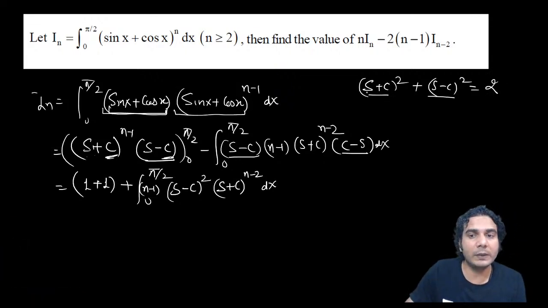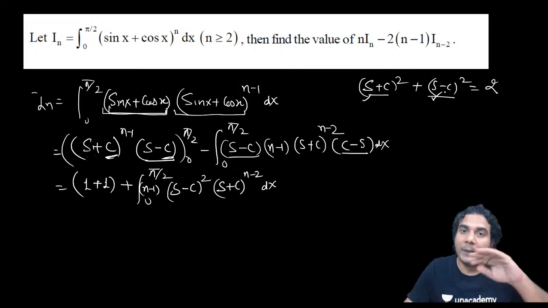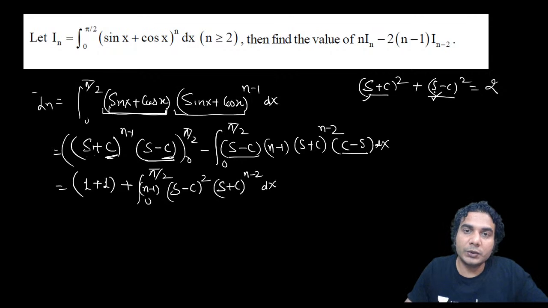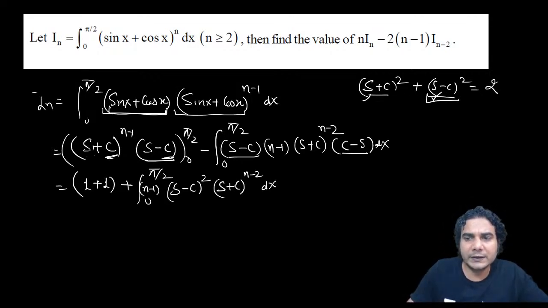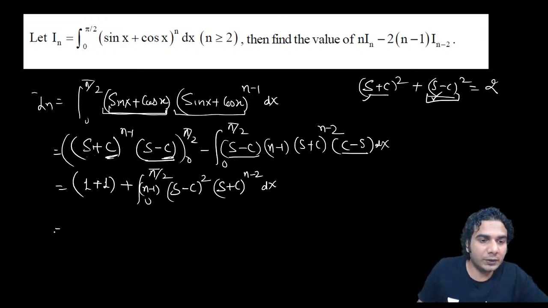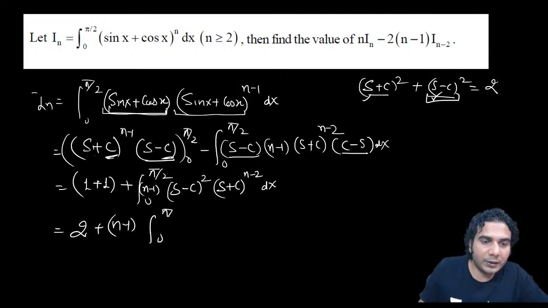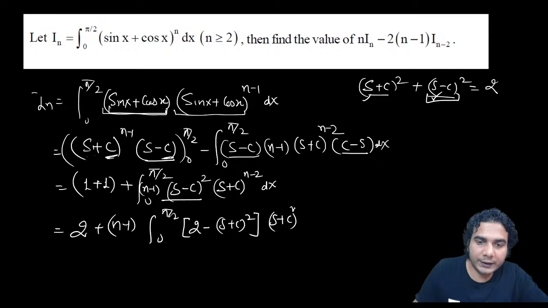Sine square plus cos square will be 1 in this, and sine square plus cos square will become 1 in this. 1 plus 1 is 2, and the 2 sine into cos term will get cancelled. Okay. So obviously you can replace sine minus cos the whole square by 2 minus sine plus cos the whole square. So it is 2 plus n minus 1, 0 to pi by 2, you can write this as 2 minus sine plus cos the whole square into sine plus cos raised to n minus 2 dx, all right?